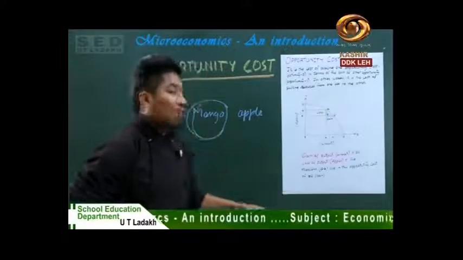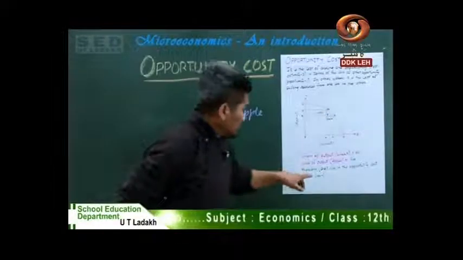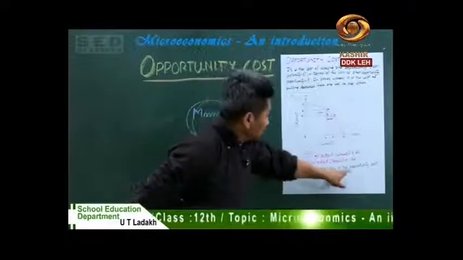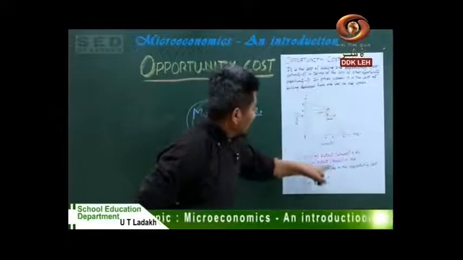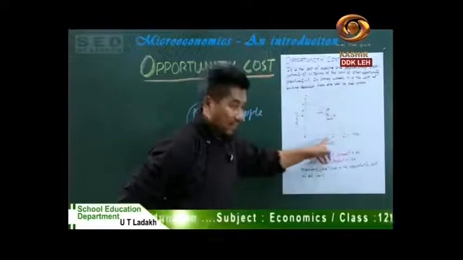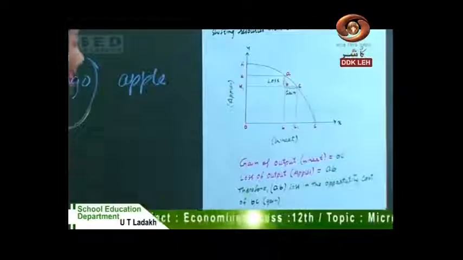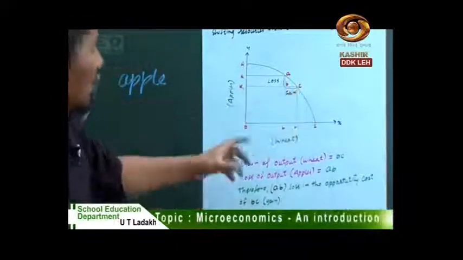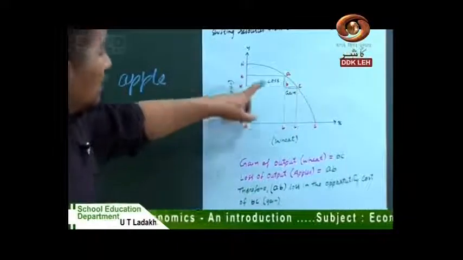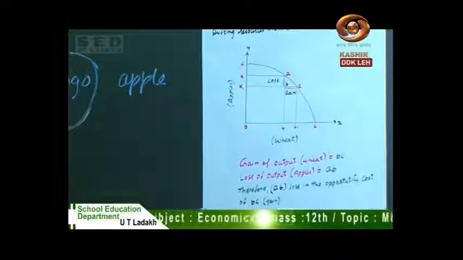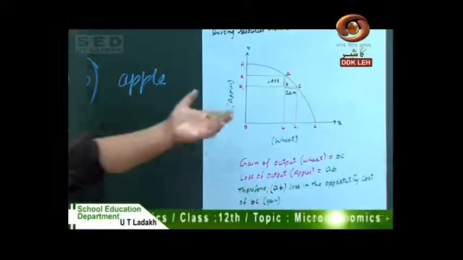Now what will be the opportunity cost? Therefore, AB, which is the loss, is the opportunity cost of the BC gain. Now the opportunity cost of wheat BC is the loss of apples equal to AB. So this is how the opportunity cost is explained with this graph.